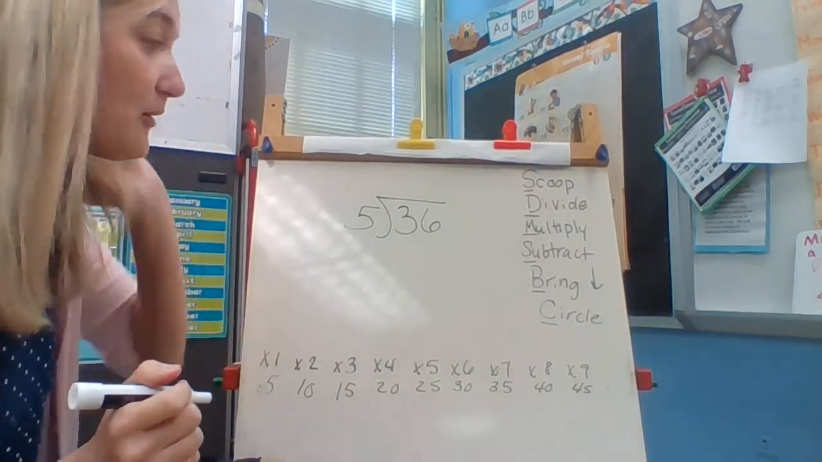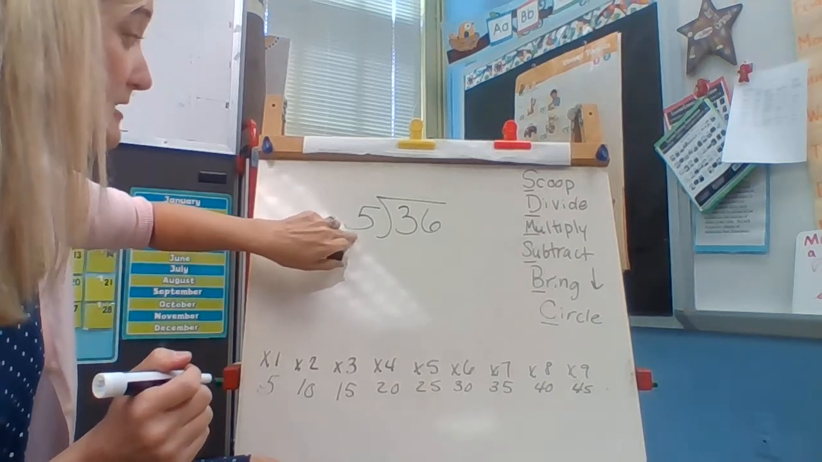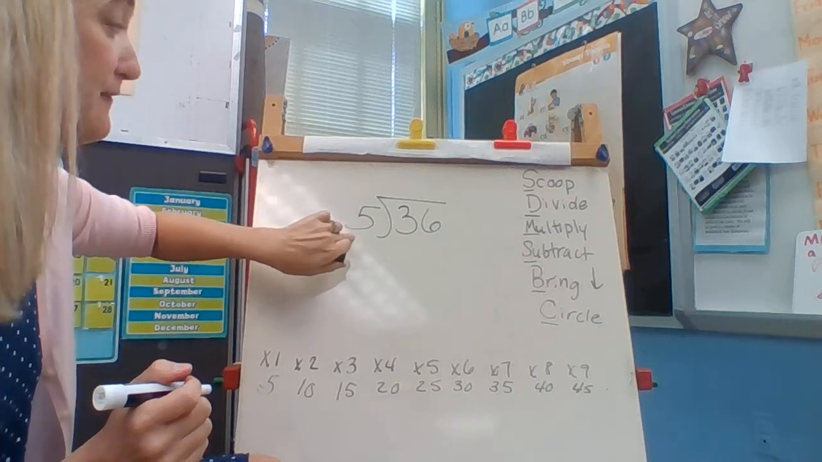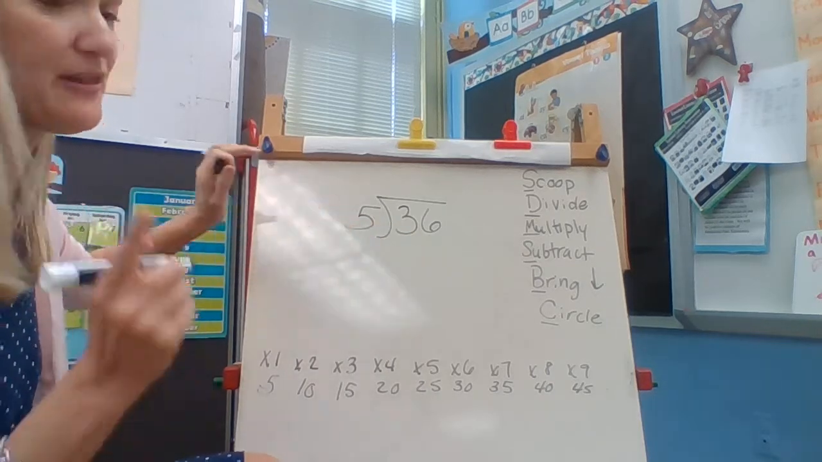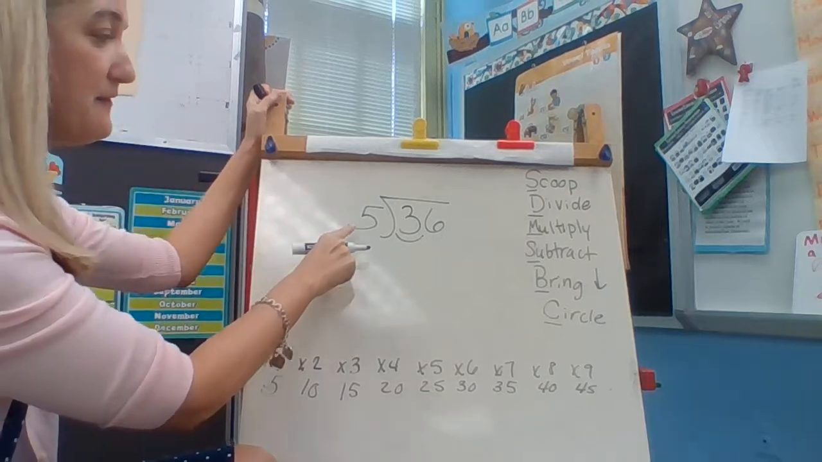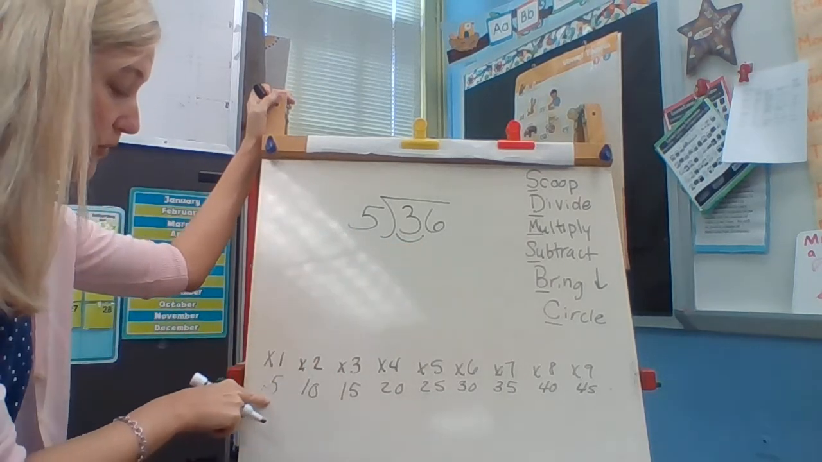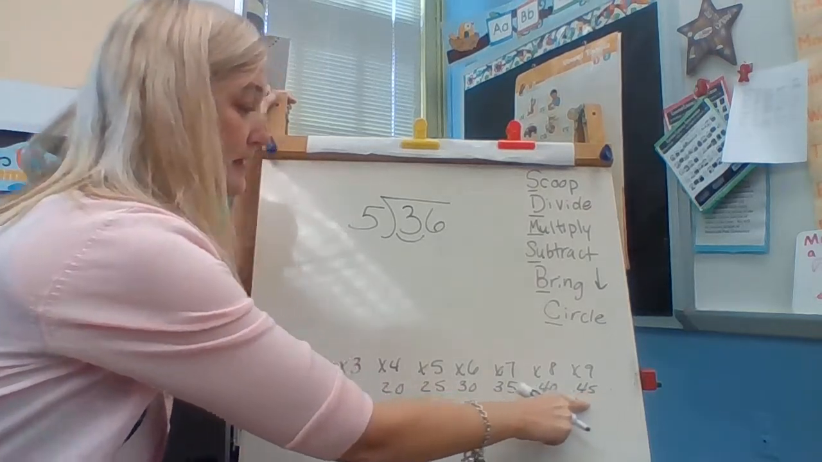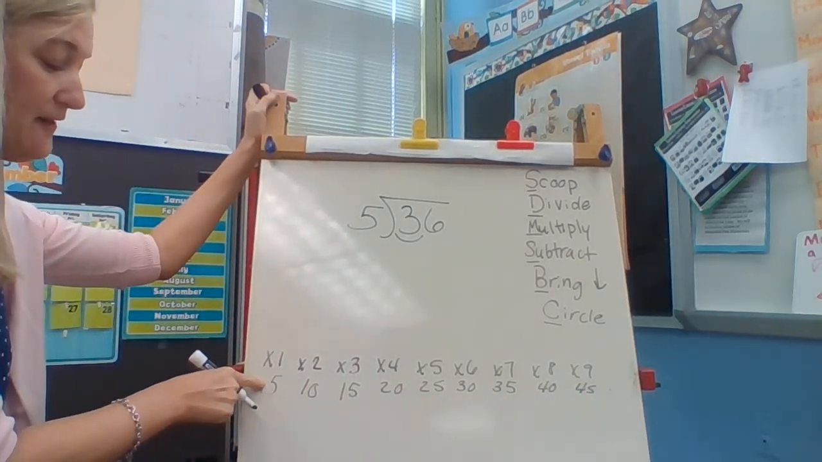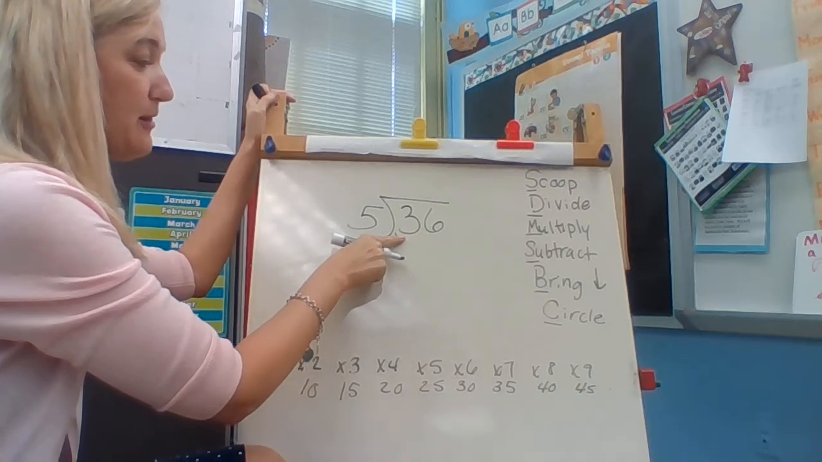The first thing I want you to do is look at your divisor, 5, and your dividend, 36. Scoop one number and ask yourself, can 5 go into 3 without going over? Look all the way down here. 5 is the closest thing, but it's going to go over. So I'm not going to just stick with my 3.